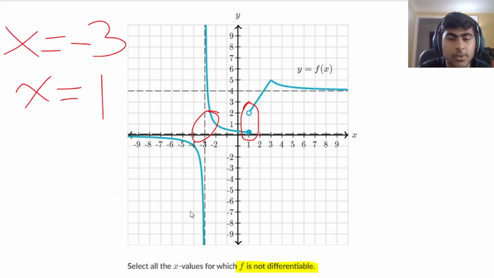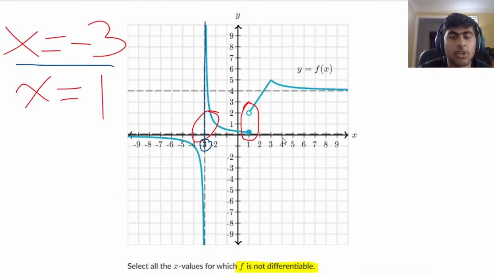Don't see any vertical tangents, right? It looks like it could be approaching a vertical tangent here at this asymptote, but this asymptote where it does approach a vertical tangent will be this x equals -3, which we already have. We've already written that down. So we already know that's not going to be differentiable, so we don't have to add anything new.